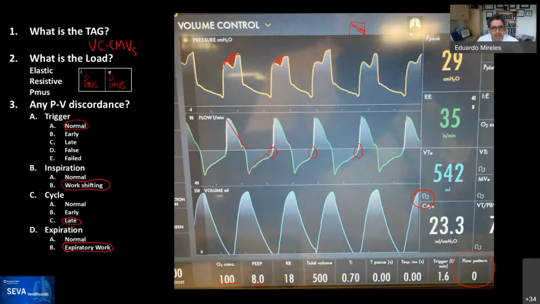In terms of inspiration, there is work shifting, as you highlighted, but it exists and it's not severe. The pressure is not going below baseline, so the ventilator is giving more flow than the patient is asking for. In terms of the cycle, I do think that, for example, this one over here, as you pointed out, the muscles may have relaxed and they're going actually to expiration, and that's what we are seeing here, this rise. So there may be some amount of late cycle, although I think whoever the RT was setting this probably did a pretty good job setting that inspiratory time. And finally, the expiratory work.